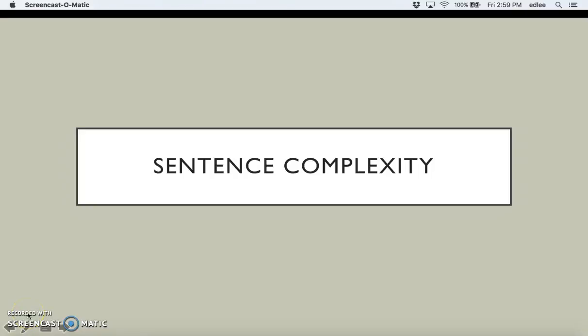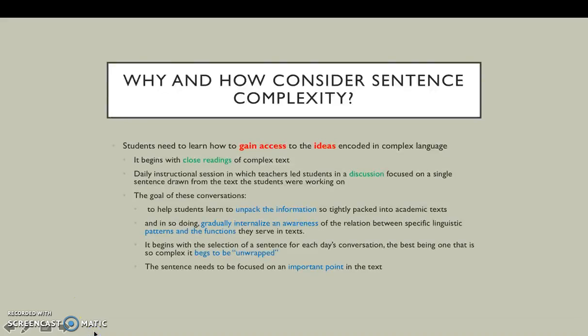In this session, we will discuss sentence complexity. How do we analyze the complexity of a sentence and then teach it to students in meaningful and comprehensible ways? Before we dig into how to do that, we want to discuss why it's so important to consider sentence complexity. Before moving on, make sure you have read the second half of the Fillmore and Fillmore article on this. So why is it important to consider sentence complexity?